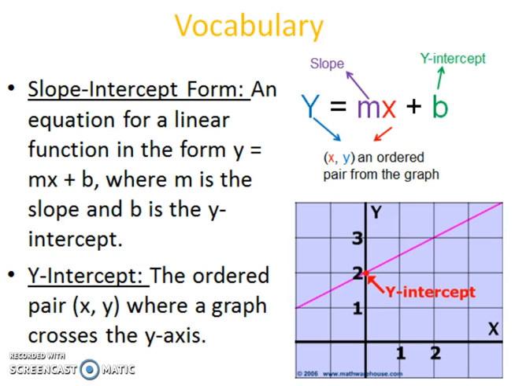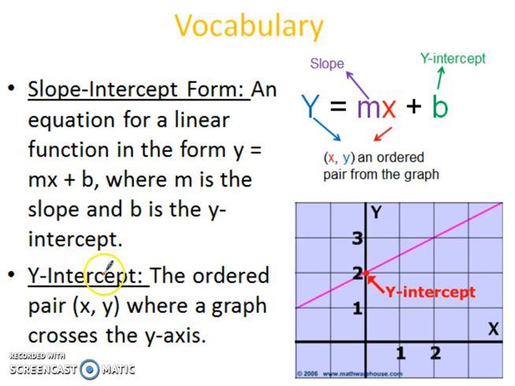Slope-intercept form. An equation for a linear function in the form y equals mx plus b, where m is the slope and b is the y-intercept. So if you look off to the right, you have y equals mx plus b. Your b is your y-intercept, your m is your slope, your x and your y are an ordered pair from that graph.